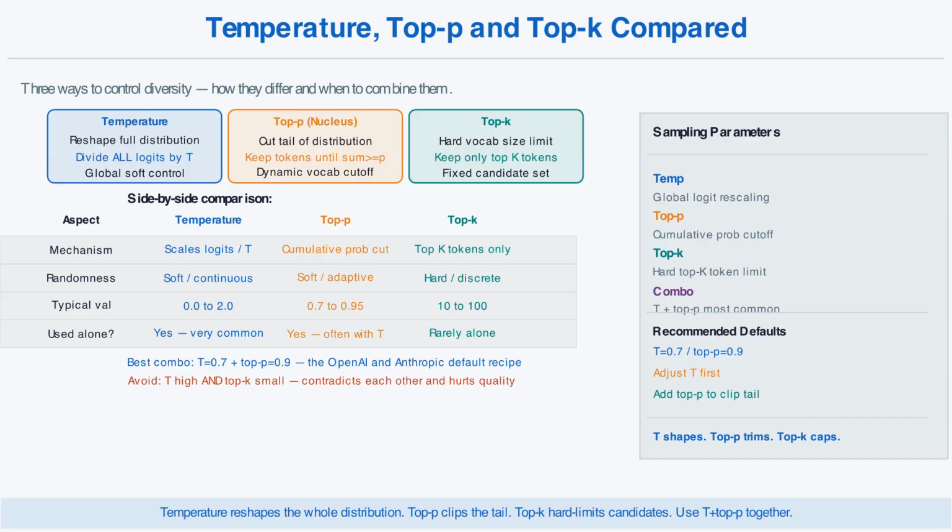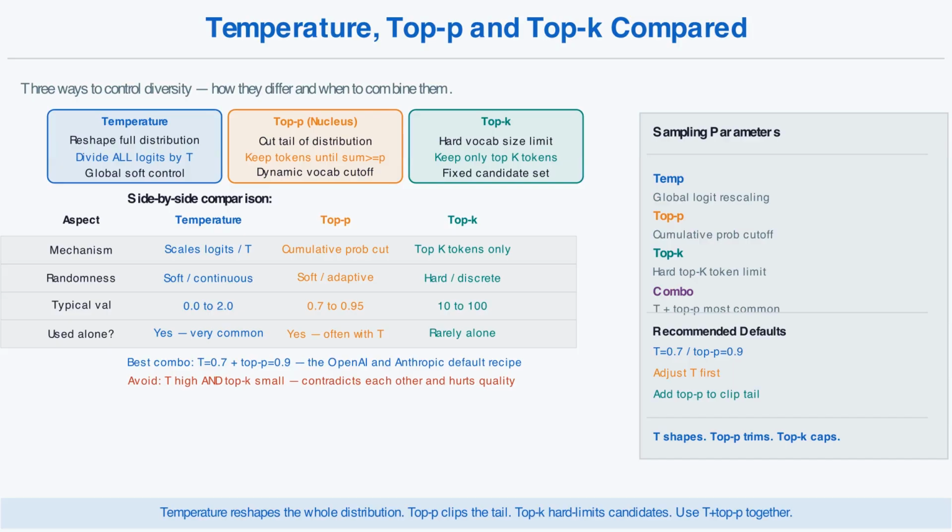If P equals 0.9, you sample only from tokens that together account for 90% of the probability mass. Top K is even simpler. It just hard limits the candidate set to the top K tokens. If K equals 50, you sample from the 50 highest probability tokens only.